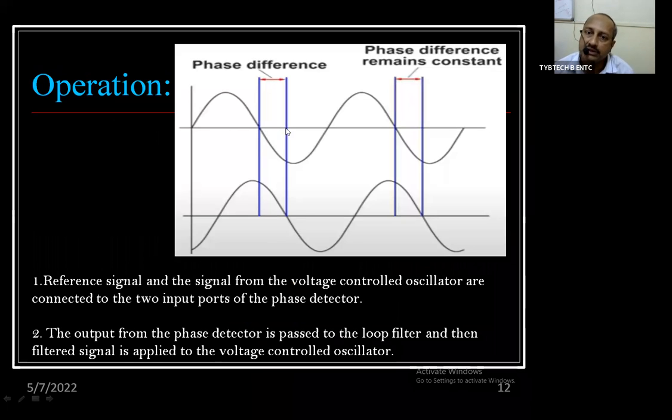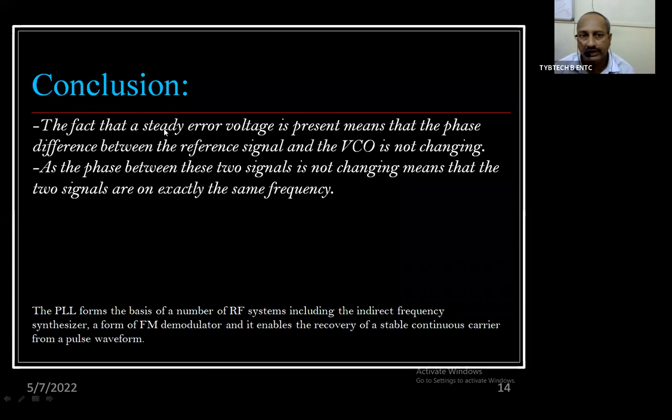The phase difference is the same at any instant. In this diagram it has been shown: they have taken it at this moment first and afterwards here, so at both places the phase difference remains the same. What is the meaning of the phase difference being the same? We have also gone through that. The phase difference being the same means both signals have the same frequency. This is a very important statement: if the phase difference is constant, then both signals have the same frequency. Got it? Up to here we have gone through.